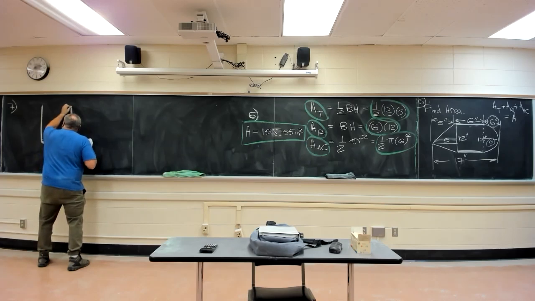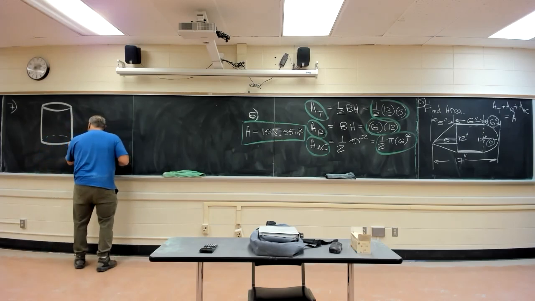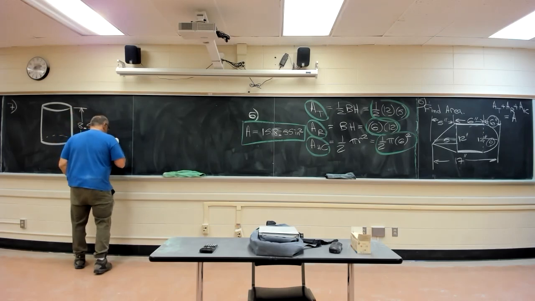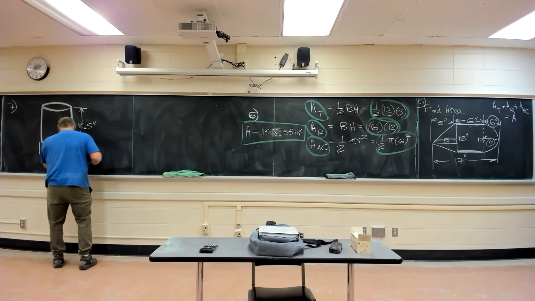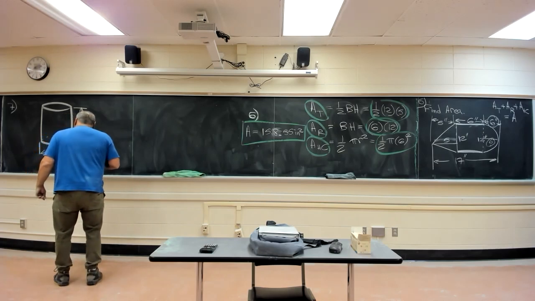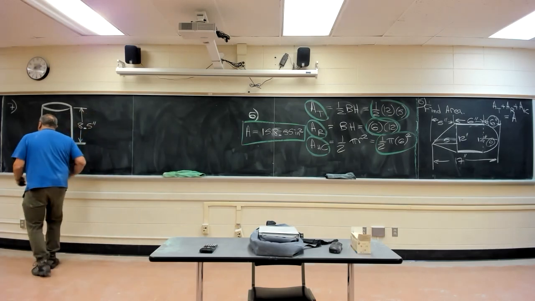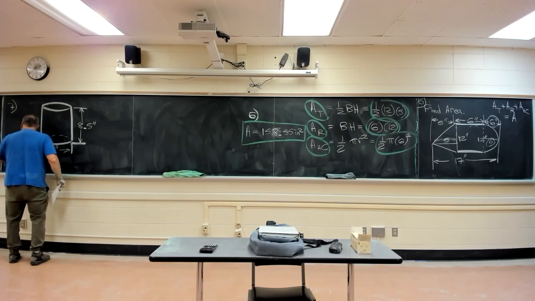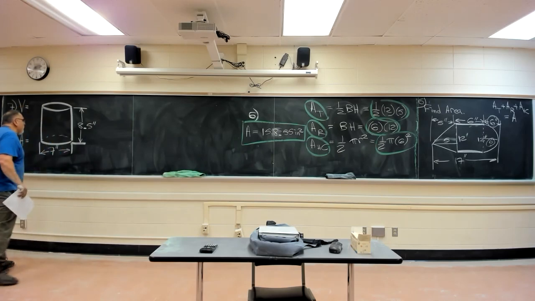This is a cylinder. It is 8.5 inches in height and 7 inches in diameter. Well, 7 inches in diameter means 3.5 inches in radius. And they want 7 and 8. They want the volume and they want the area. So this is the volume. This is the area. Let's figure it out.